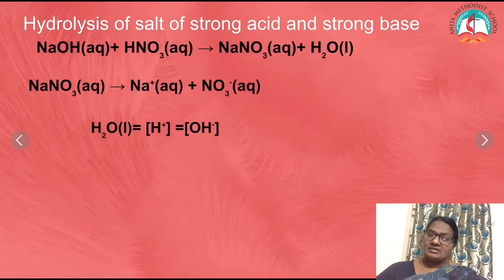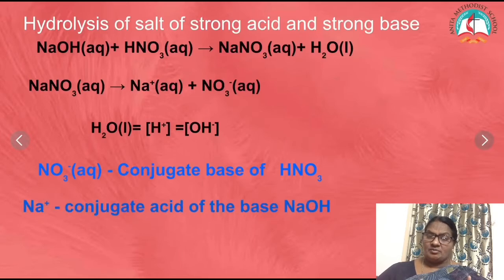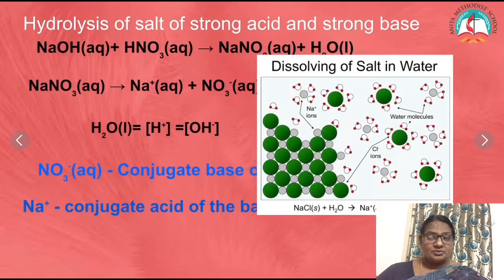I have Na+, I have NO3-, and H+ and OH-. So finally the nature of the solution depends upon the concentration of H+ and OH- coming from water. We know that in water the concentration of H+ and OH- is equal, and the pH is 7. That is why solutions of strong acid and strong base salts are always neutral.